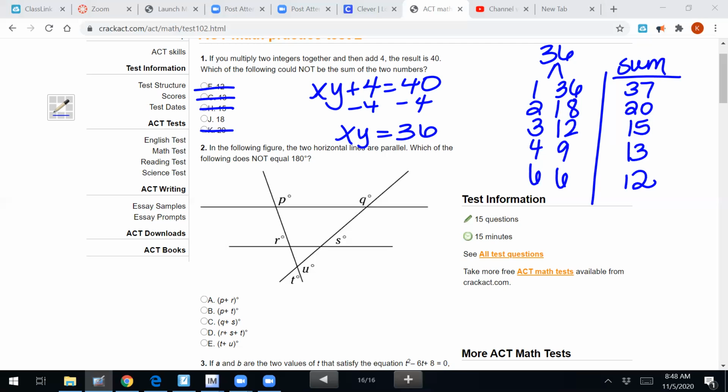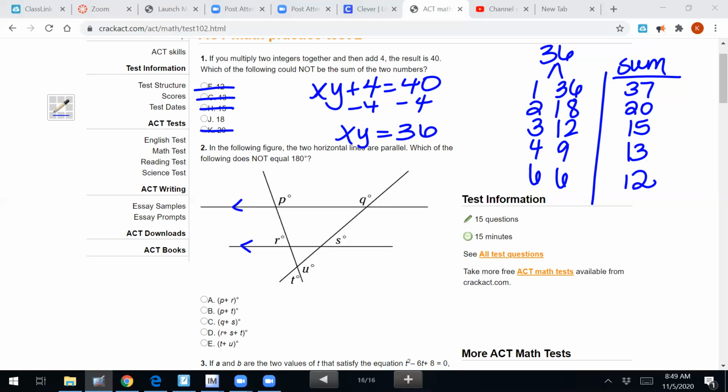Then it says, in the following figure, the two horizontal lines are parallel. Which of the following does not equal 180? Okay, now this goes back to your geometry class and remembering what you know about parallel lines and transversals. 180 is either a linear pair, two things that form a line, or same side interior angles, which are supplementary.